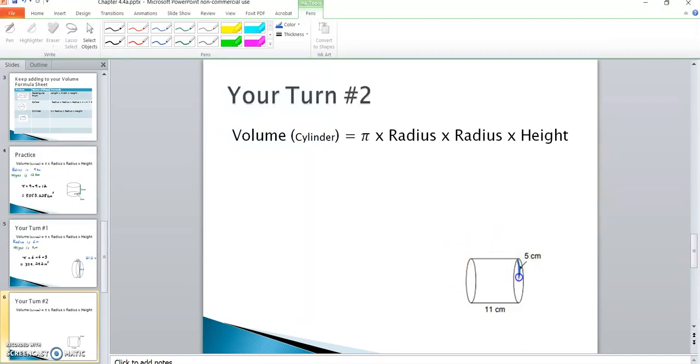Okay, so you'll have seen by now that we have a radius because the line only goes to the center of the circle. So the radius is 5 centimeters, and the height is 11 centimeters. So we can fill in our formula. I would actually like you to do that right now. Go ahead and fill in the formula and figure out the answer.